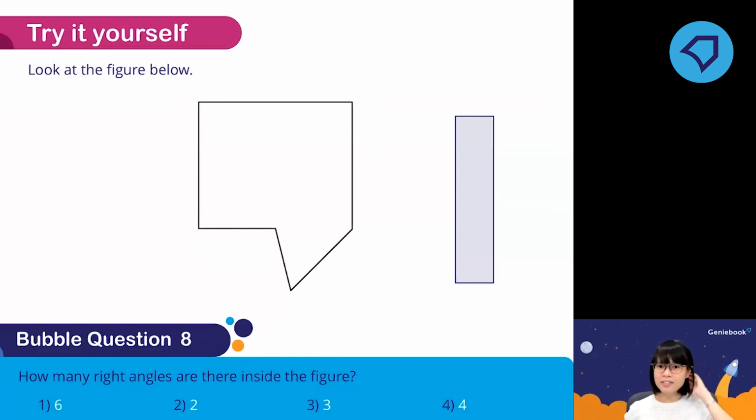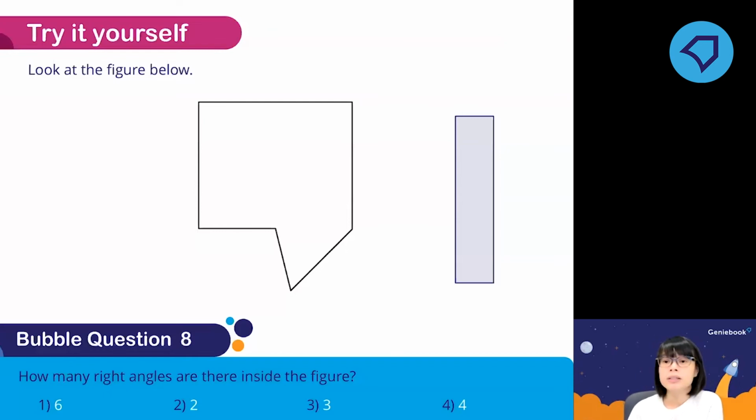Well done to those of you who got it correct. About 20 more seconds. Well done, Aina, is it? Apologies if I mispronounce your name. Okay, well done. Let me see which sticker I should send to you guys. Excellent job. Well done, well done, well done.